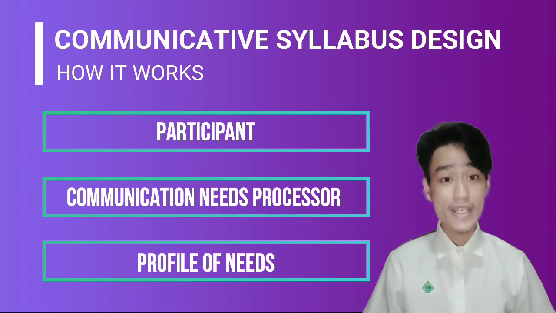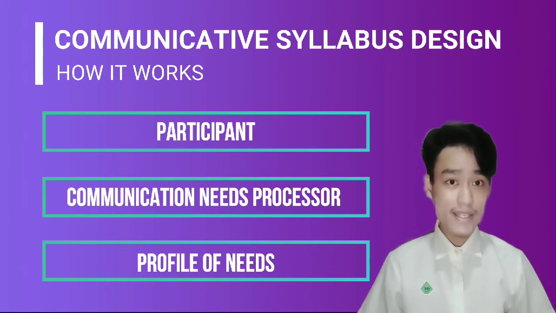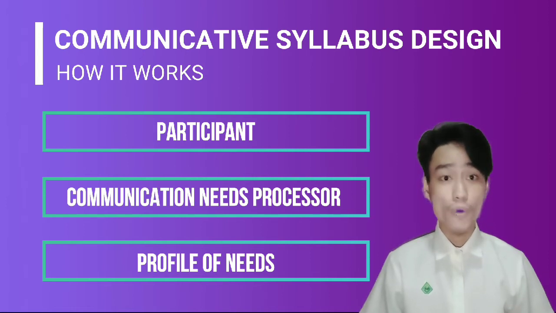It all starts with the participant, followed by the communication needs processor, where we identify variables that affect the communication needs. It includes the purpose, settings, the kind of interaction, communicative event, and more. All of these variables will be used as parameters to finally create the profile of needs, which will then be used to create a syllabus.